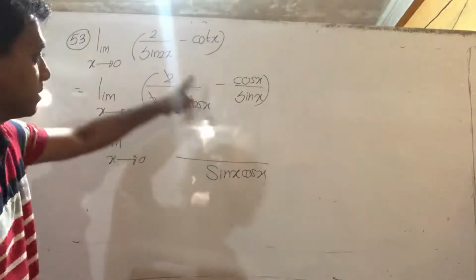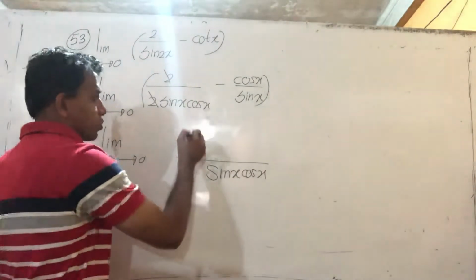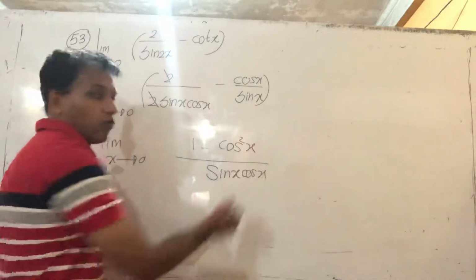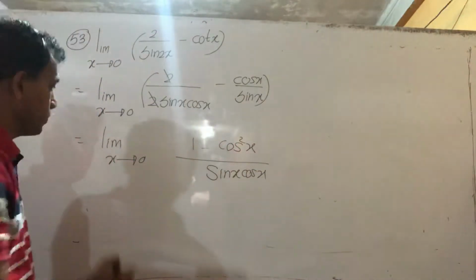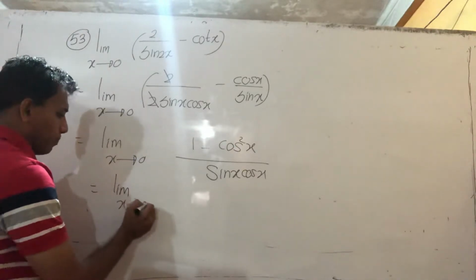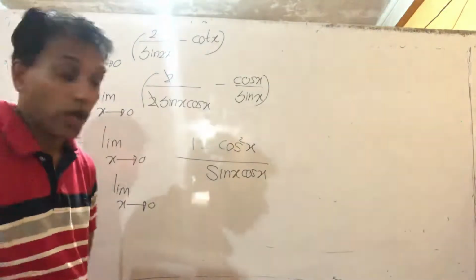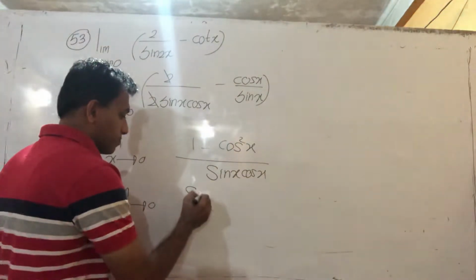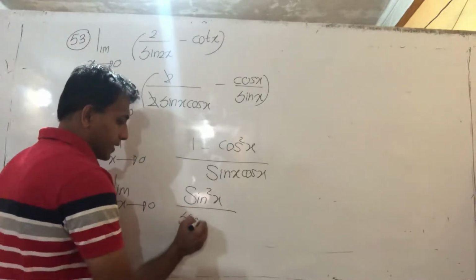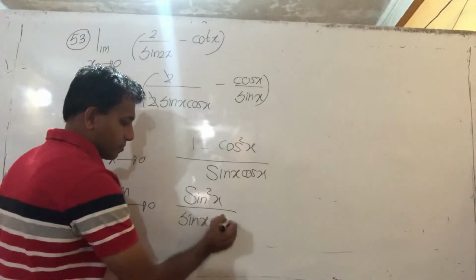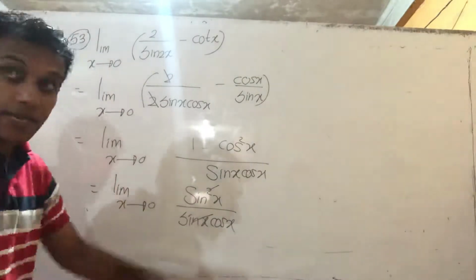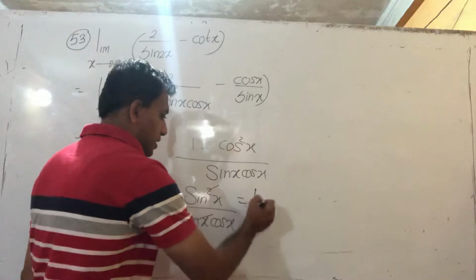Okay, then what happened here? Multiplied by cos x here, it's okay, 1 here minus cos square x. 1 minus cos square, so what is that? Limit x approaches 0, 1 minus cos square is sine square, over sine x cos x. Then cut one sine, and sine over cos is tan x.